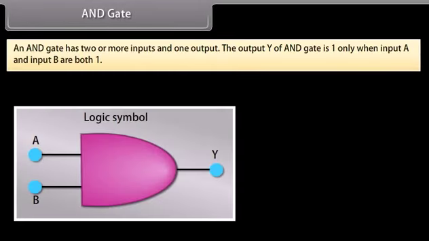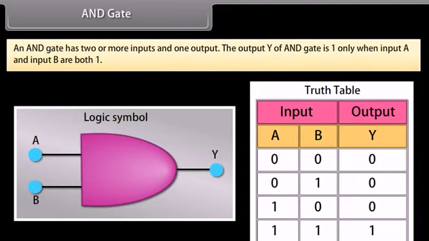AND gate. An AND gate has two or more inputs and one output. The output Y of an AND gate is 1 only when input A and input B are both 1.